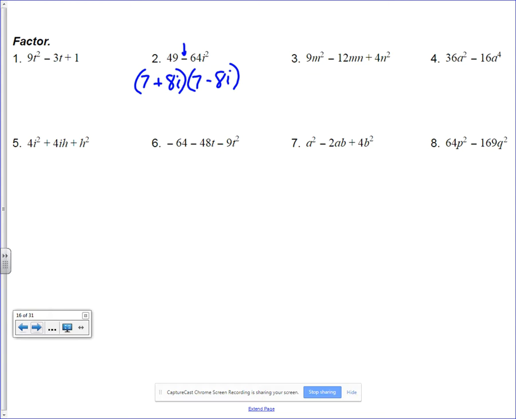Okay, let's move over to number 4. Is there a GCF? What can I take out of both of them? I don't think 16 divides by 3. 4 and a squared. If I take out a 4a squared, what's left?